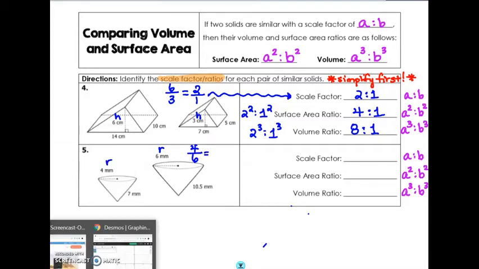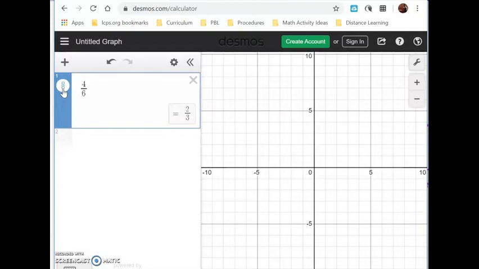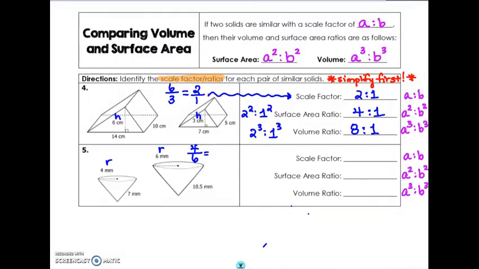I'll type in 4/6. Hit the little simplified fraction button to get 2/3. So that is my scale factor. Again, scale factor is just the ratio of those linear measurements. I was talking about the radius there, which is a linear measurement. My scale factor, A to B, is 2 to 3.